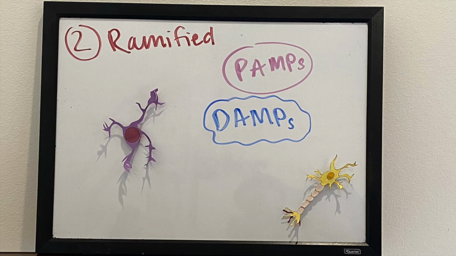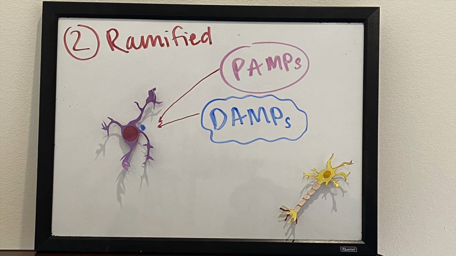Then we have the ramified microglia. So there are the PAMPs and the DAMPs. PAMPs are the pathogen-associated molecular patterns, and these are structures that are not necessarily found within the host organism. Then the DAMPs are endogenous damage-associated molecular patterns. These are molecules that are released from damaged or dying cells, which trigger an inflammatory response and also alert the body of damage or infection.